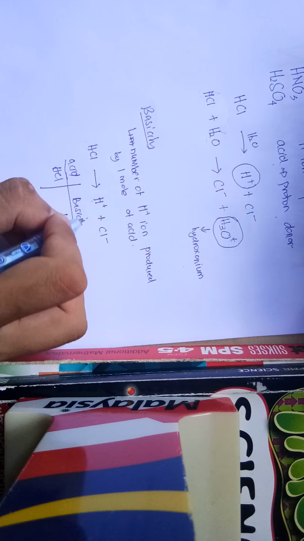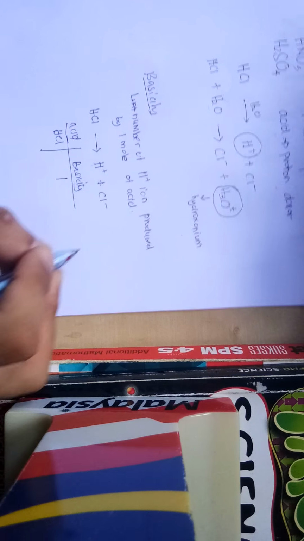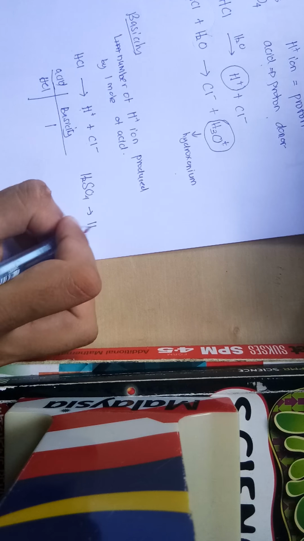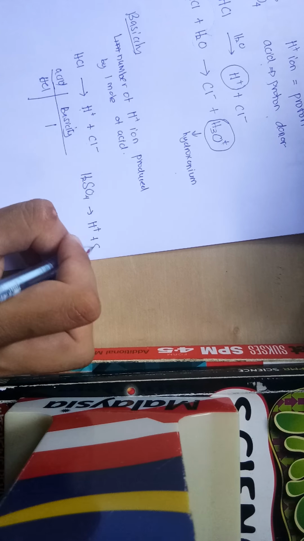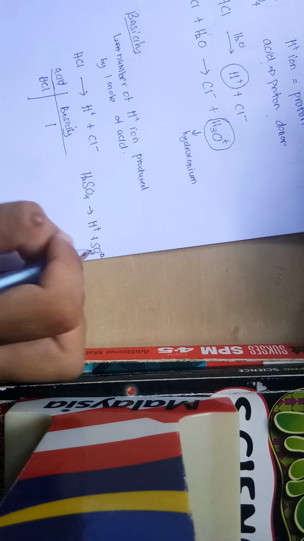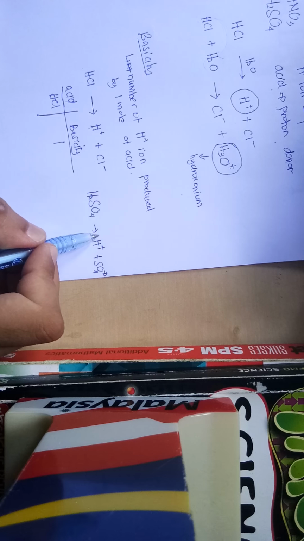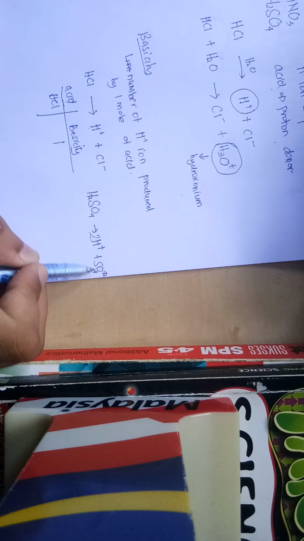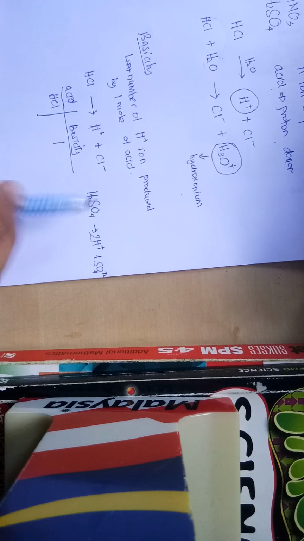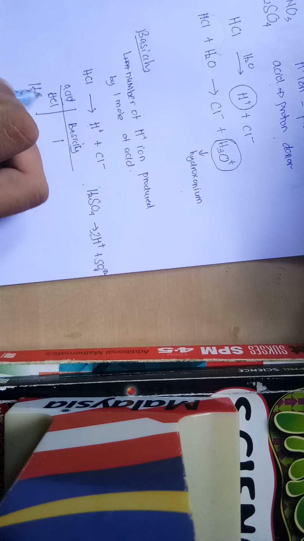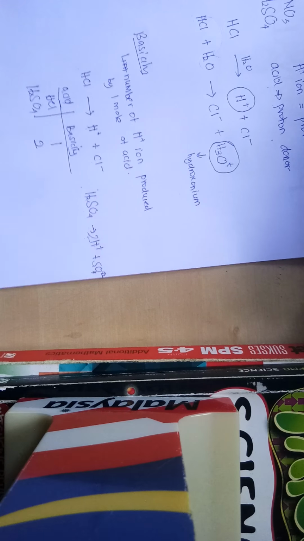Let's look at H2SO4. If it ionizes in water, it will produce H plus ion also because it is an acid, and also SO4 negative 2, the sulfate ion. You need to put 2 hydrogen here because it has 2 hydrogen. The sulfate is already balanced, so the ratio is 1 to 1. What does it mean? 1 mole of acid will ionize to produce 2 mole hydrogen ion. So for sulfuric acid, the basicity is 2.